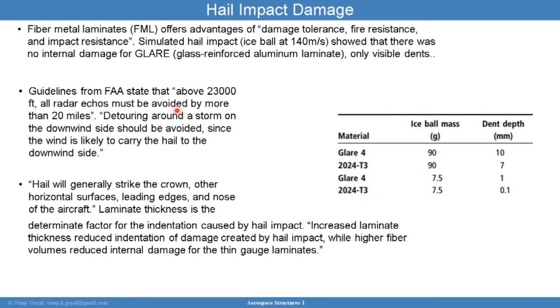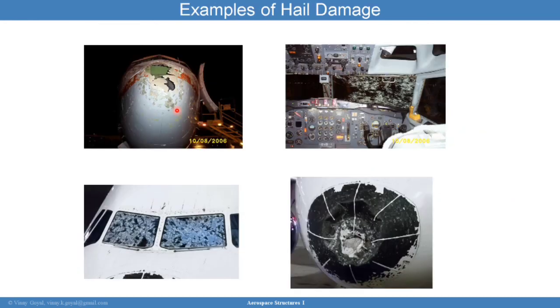Laminate thickness is the determinant factor for the indentation caused by hail impact. You increase the laminate thickness, reduce the indentation of damage created by the hail impact, while higher fiber volumes reduce internal damage for thin gauge laminates. So there are trades that can be done to come up with optimal plies, optimal thickness, optimal materials to minimize hail impact damage.